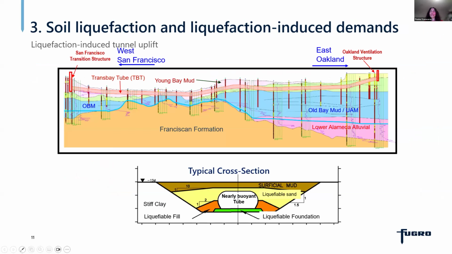And finally, let's look at the assessment of soil liquefaction and liquefaction-induced demands. In this particular case, we're mostly interested in tunnel uplift. And so looking at the typical cross-section, the immersed tunnel was built in a trench, which was excavated into the native soils and filled with sands and gravels that can liquefy during strong shaking. So to assess the tunnel's vulnerability to uplift due to liquefaction of the surrounding soils, a range of approaches was adopted throughout the project, from more simplified in the beginning to more advanced later on.